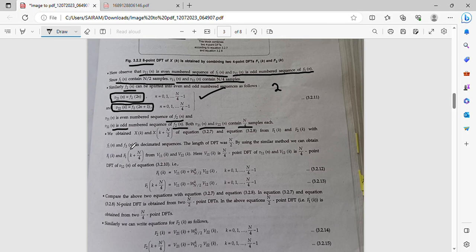So now we obtained X of k and X of k plus n by 2, that last equation we had got.